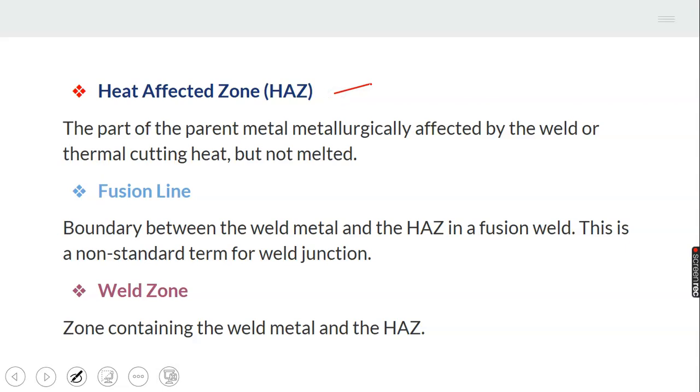That is the part of the parent metal metallurgically affected by the weld or thermal cutting heat but not melted. Then we have what we call the fusion line. It is the boundary between the weld metal and the HAZ in a fusion weld. This is a non-standard term for weld junction. Then we have what we call the weld zone, the zone containing the weld metal and HAZ.